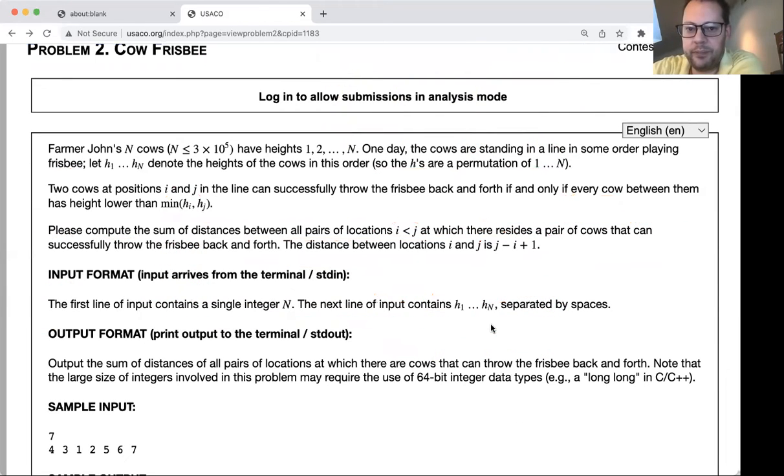Input format. The input arrives from the terminal in standard in. That's just going to be typing into the console.